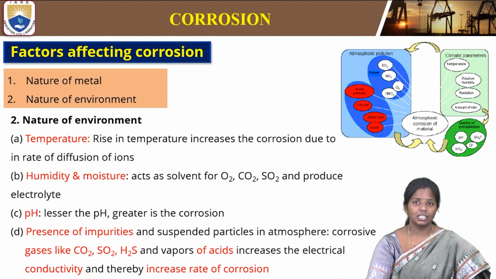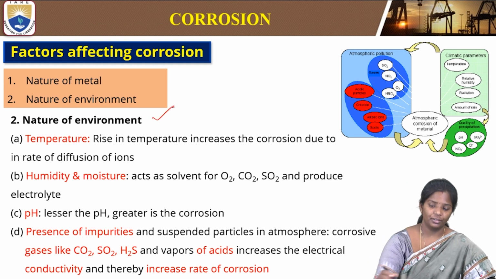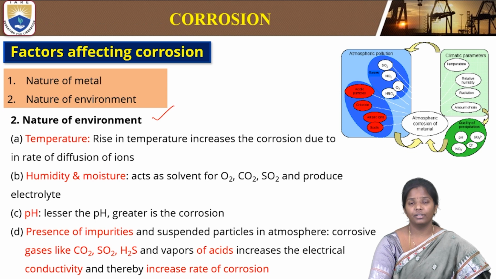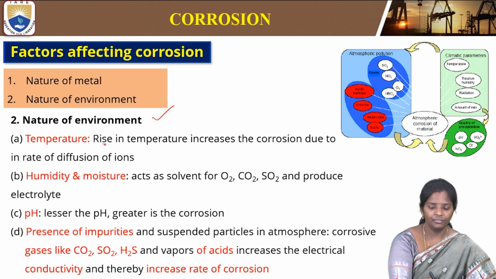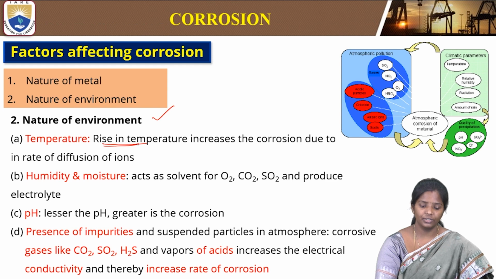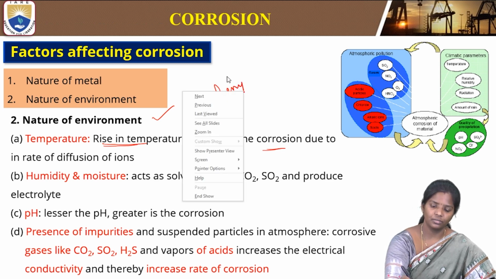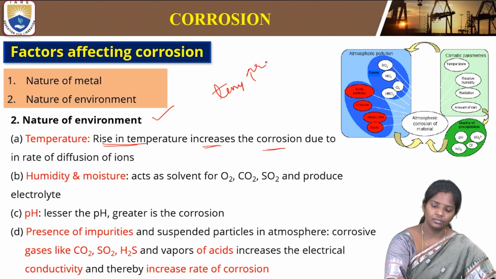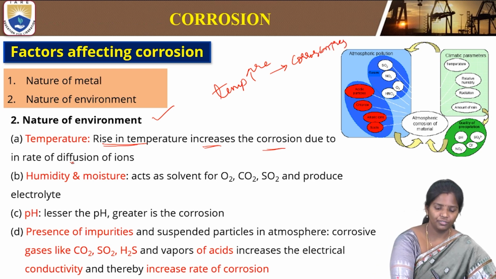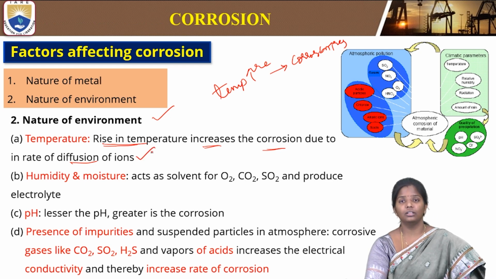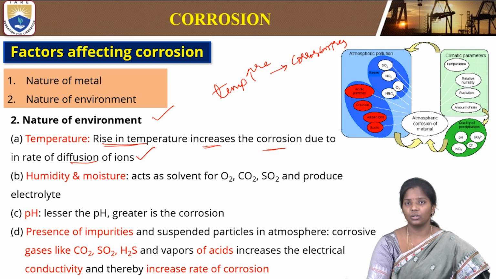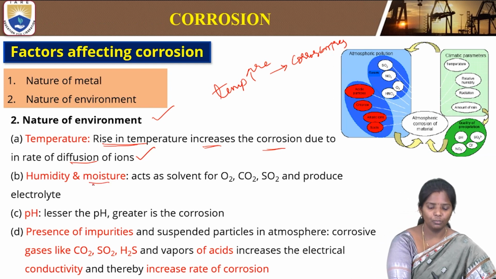Then in continuation, we will see what is the effect of nature of environment. Nature of environment is also very crucial to understand, because when there is an increase in temperature, the corrosion increases. Corrosion increases due to the rate of diffusion of ions, because the rate of diffusion of ions increases, so the corrosion also increases. Then humidity and moisture.